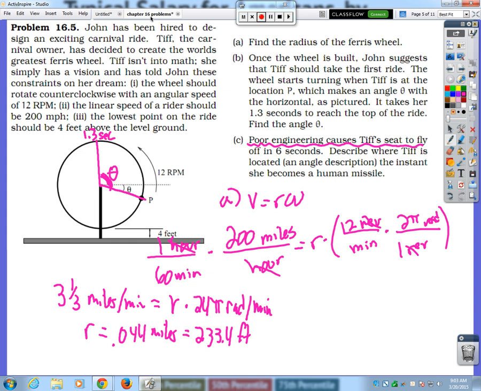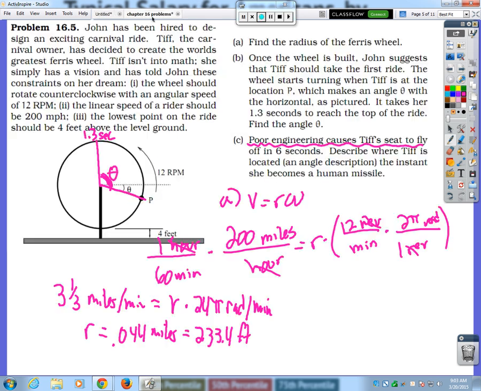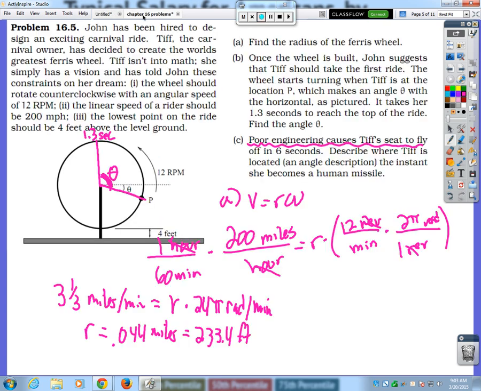What do we know? We know the radius. The radius we figured out was 233.4 feet. We're trying to find that angle, so we don't know that. We don't know the arc length either, but can we figure it out? Yes.